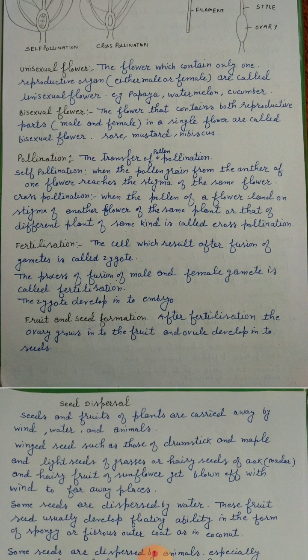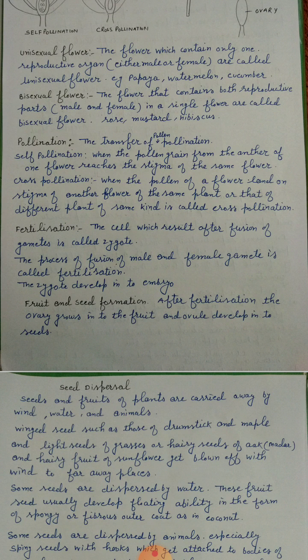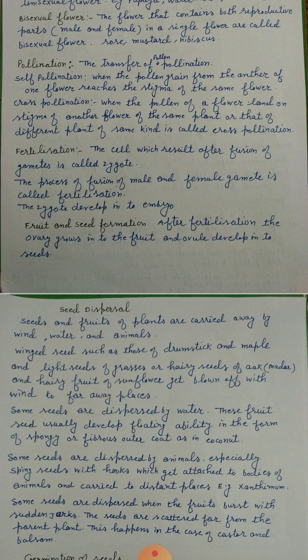So what is pollination? The transfer of pollen grains is called pollination. It is of two types: self-pollination and cross-pollination. When the pollen grain from the anther of a flower reaches the stigma of the same flower, this is called self-pollination. In cross-pollination, the pollen of a flower lands on the stigma of another flower of the same plant, or of a different plant of the same kind. Then after pollination comes another important phenomenon, fertilization. The cell which results after the fusion of gametes is called a zygote. The zygote gives rise to an embryo, which later develops into fruits and seeds.